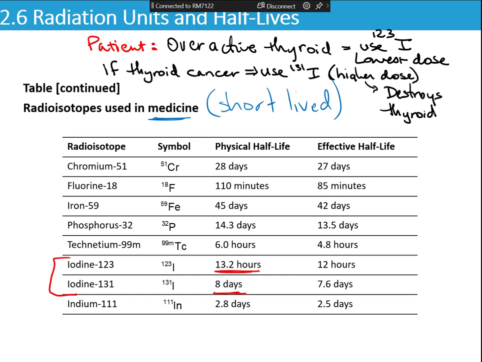After the thyroid is destroyed, then they just put you on thyroid medicine. So then they give you artificial thyroid medicine for the rest of your life. Sometimes that's the only way to balance it. That's the only way to keep the thyroid from causing issues.